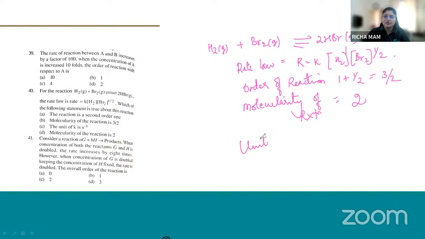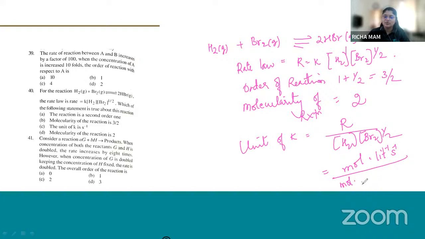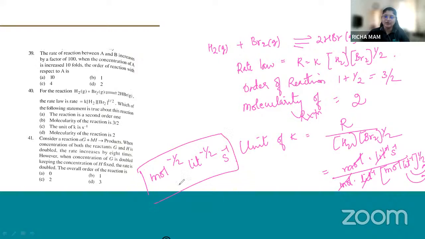Then what is the unit of rate constant? Rate constant is R by [H2][Br2] to the half. So this is mole per liter per second. H2 is mole per liter, and for Br2 it is mole per liter to the power 1 by half. So mole cancels, liter cancels. What is remaining is mole to the minus half, liter to the minus half, because you are multiplying this here, and per second. So this is the unit of this.